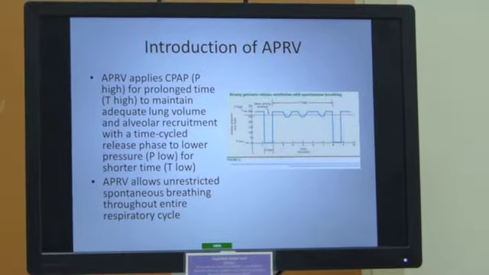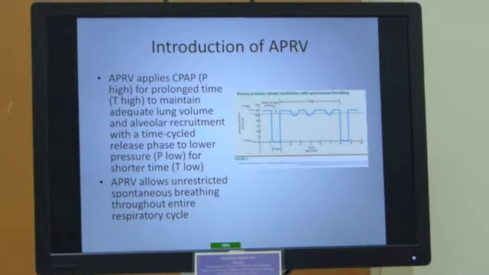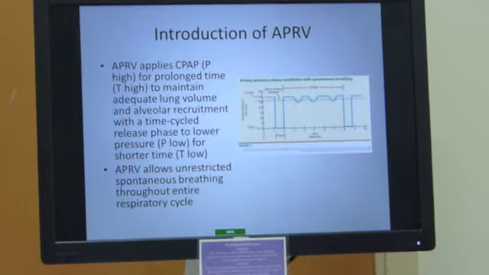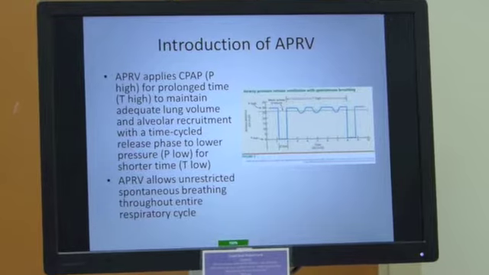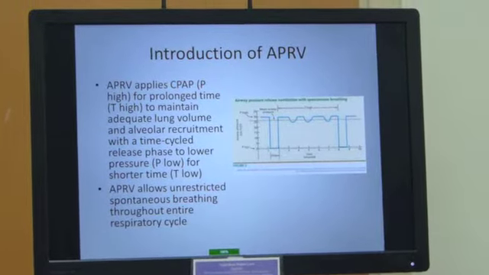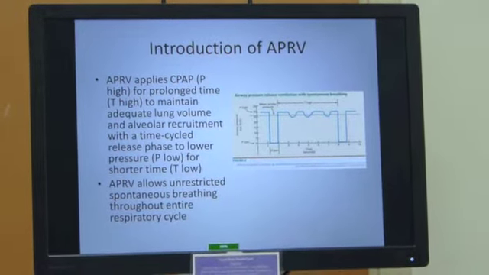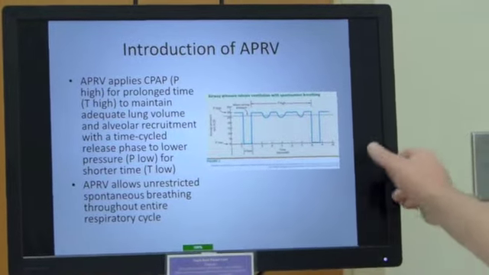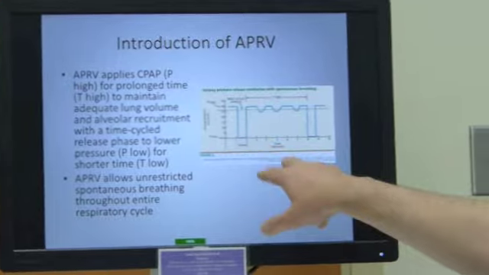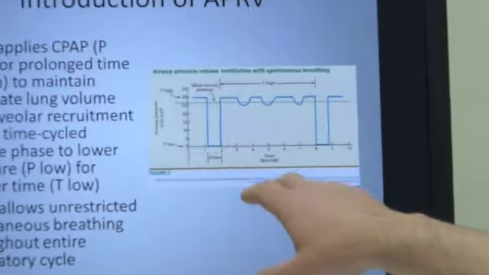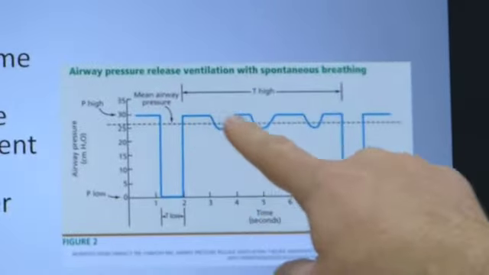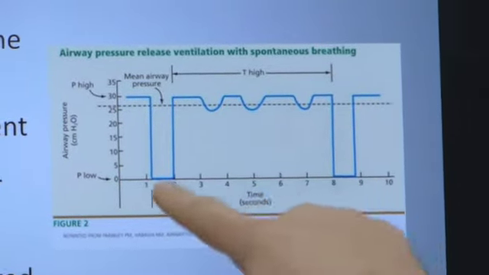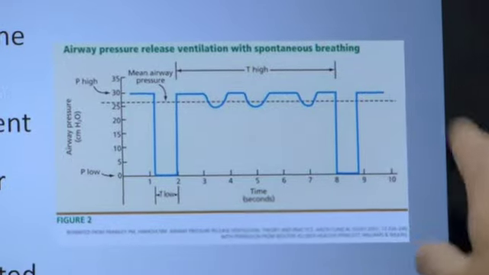So APRV applies CPAP, which is basically the P-high that you hear all talk about, for a prolonged time, which is the T-high, to maintain adequate lung volume and alveolar recruitment, with a time-cycled release phase to lower pressure, which is the P-low, for a shorter time, which is T-low. And you can see on this curve that's what the pressure time curve looks like on an APRV vent. So you have P-high for T-high, and then it cycles to a P-low for a T-low, and then it recycles.